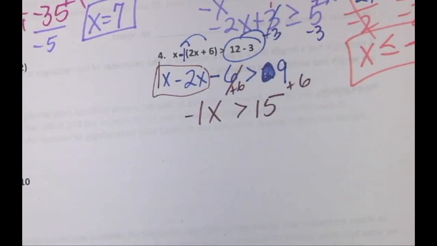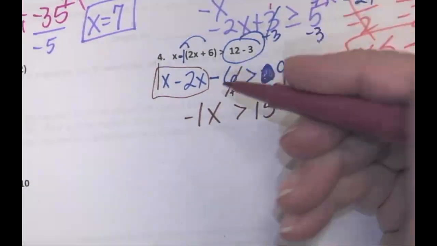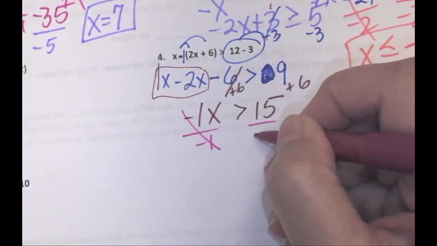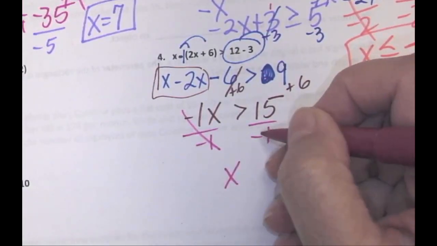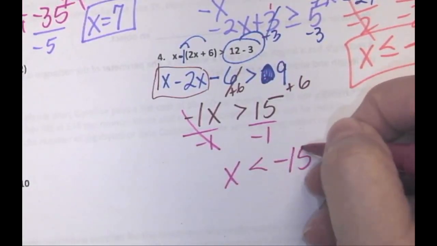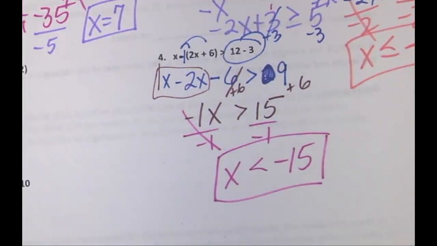I don't care what negative x is. I want positive x. So let's divide by -1. When you divide by a negative, this symbol flips, and you have x is less than -15.